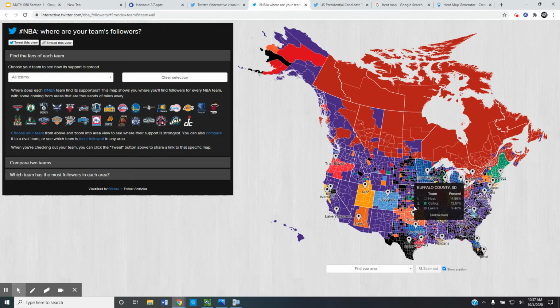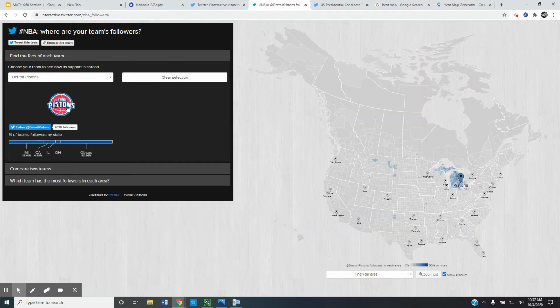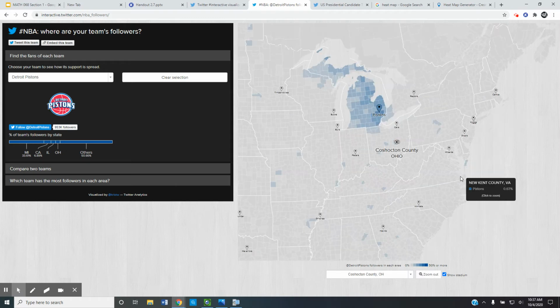So this would be kind of like a heat map possibly. And as you change to different NBA selections, it changes what's going on in the map. The other one was all, and this is just Detroit Pistons. You can zoom in, you can zoom out too. And you can even find your area. If you want to find your area somewhere, you could simply go into that particular geographical area and select from there. And you can see that obviously it's hot around that particular area.